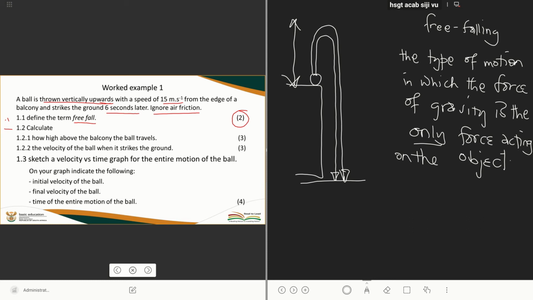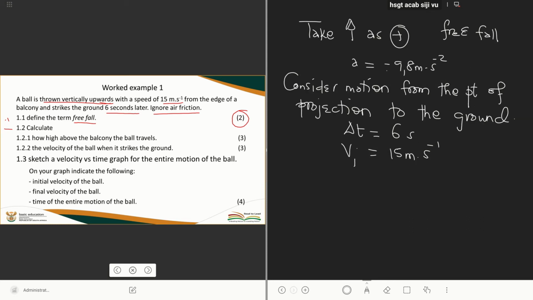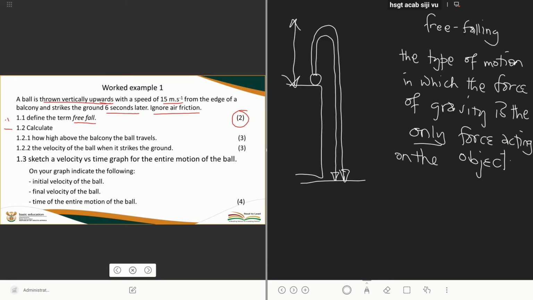So all this information that we have here is irrelevant because the 6 seconds is not for the movement from the point of projection to the highest position, okay? So we're not going to consider from the point of projection to the ground. But if we go back to the trajectory that we drew, let's say this is point A, and then the highest position is point B, okay? And then we consider the motion between A and B. A becomes the initial point, B becomes the final point.